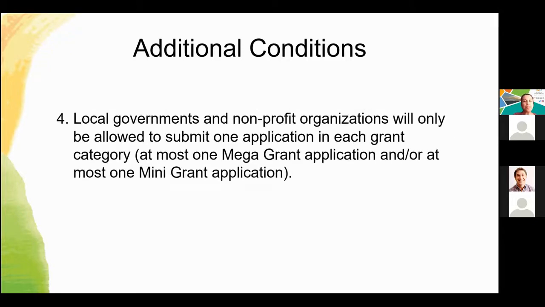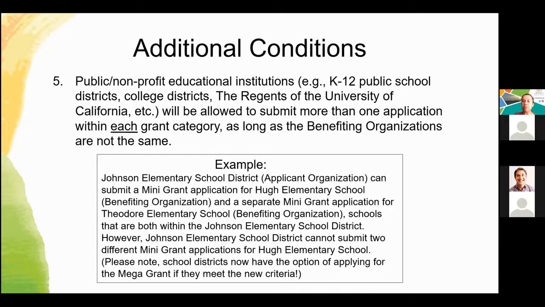And local governments and nonprofit organizations will only be allowed to submit one application in each grant category, at most one mega grant application, or at most one mini grant application. Public and nonprofit educational institutions will be allowed to submit more than one application within each grant category, as long as the benefiting organizations are not the same.